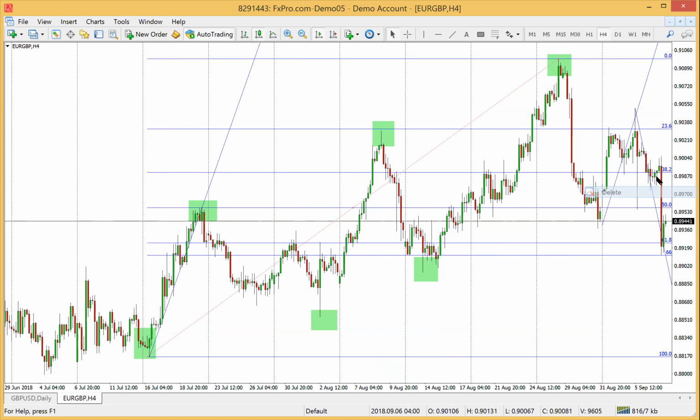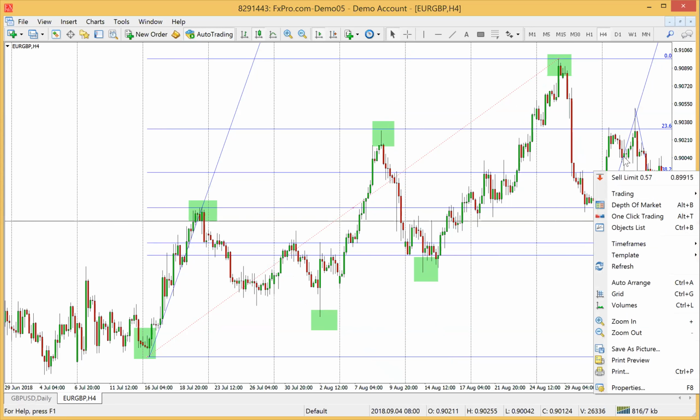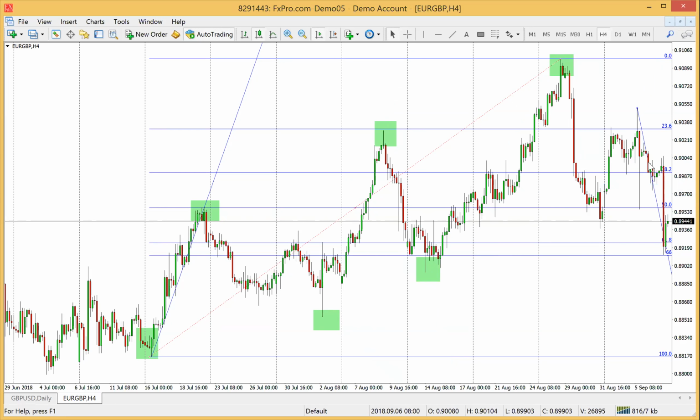I'm just deleting these lines so that I can explain to you guys. So again, this is a perfect example now. We've gone wave 1, 2, 3, 4, 5. Then once we reach our fifth wave, you can expect an ABC correction, A, B, C.